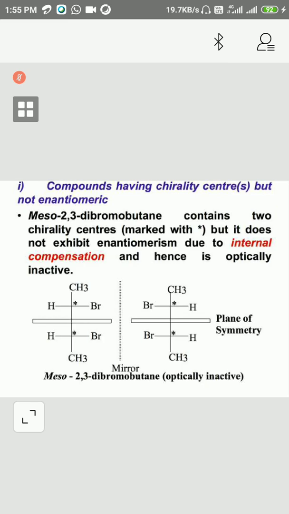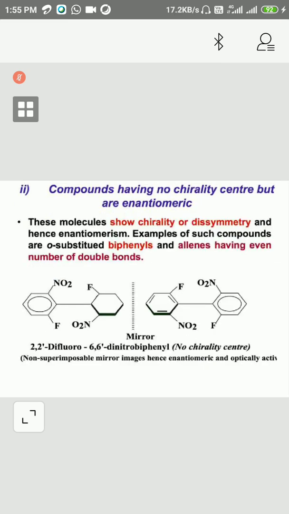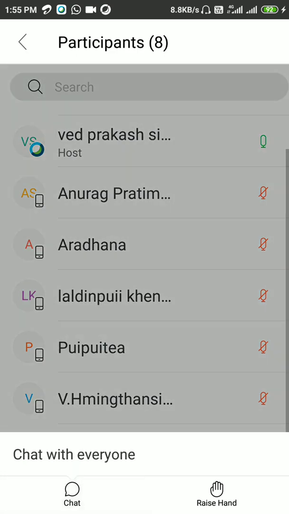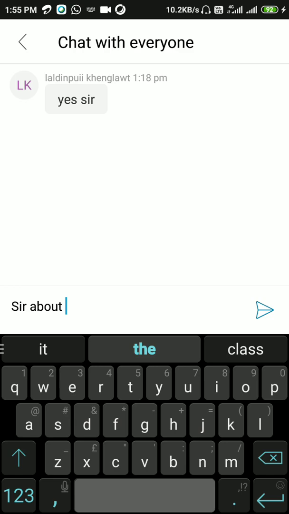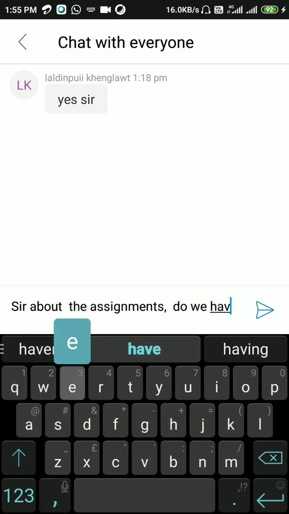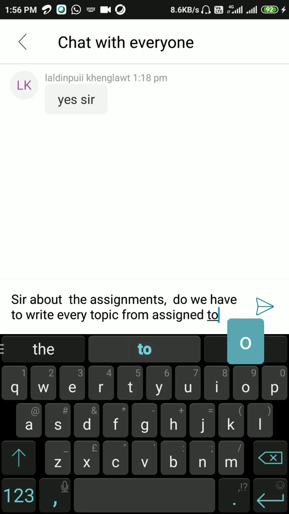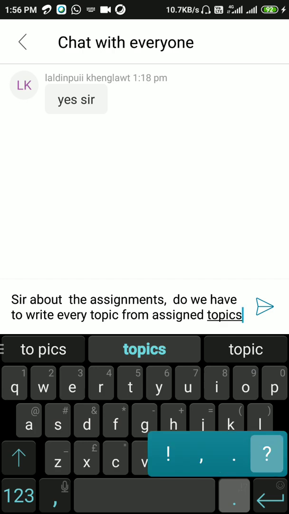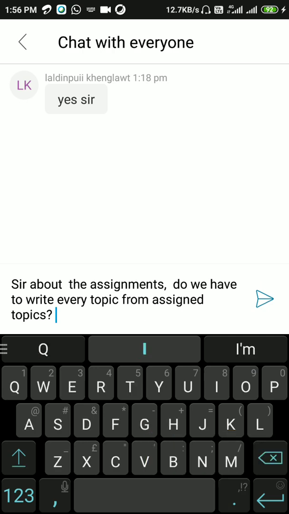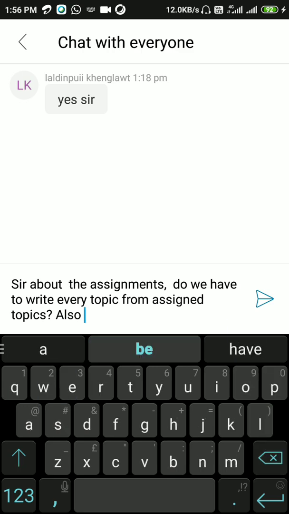Compounds having a chirality center but non-enantiomeric: meso isomers, simply you can say. Compounds with a chirality center but are non-enantiomeric. Okay, so today we will stop here. Again, we will start tomorrow, same time. We will start with atropisomerism of biphenyls, allenes and related compounds, non-superimposable mirror images, enantiomerism and optical activity of this kind of molecules, where there is no chiral center but they are enantiomeric. You can see here there is no carbon with four different groups, no asymmetric center of that kind. So we will discuss tomorrow from here.